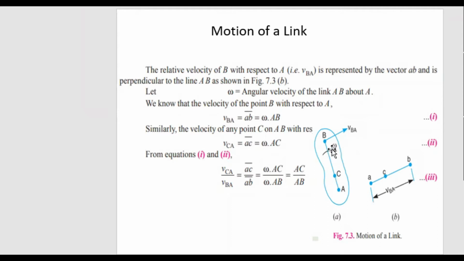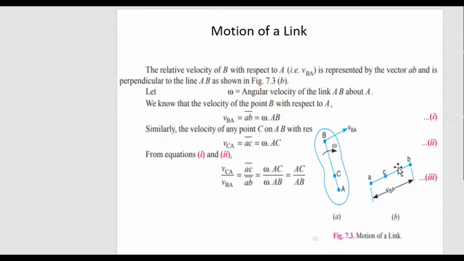Now this is moving with an angular velocity omega. Omega is the angular velocity of link AB about A. So this is A, about this particular point, moving with the angular velocity omega. We know that the velocity of the point B with respect to A is, sorry, VBA. Velocity of the point B with respect to A is VBA.